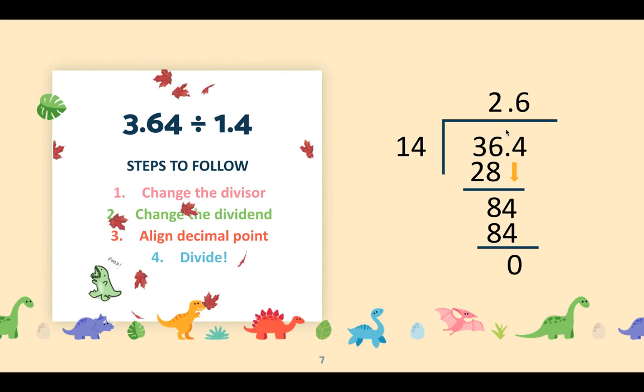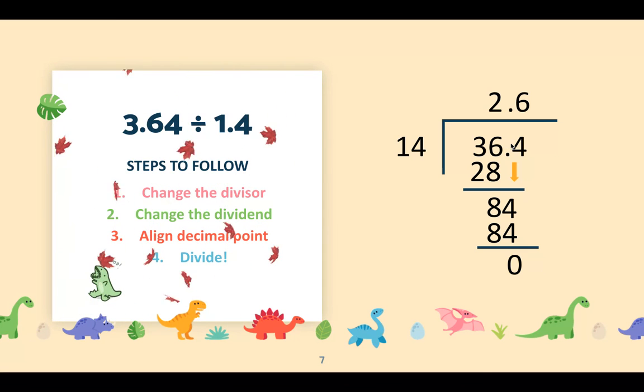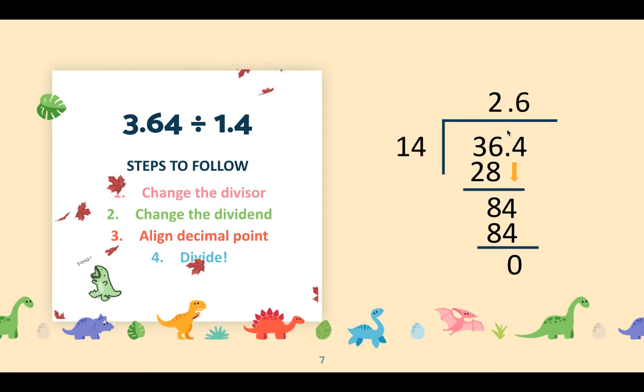Now, keep in mind, you also have to align the decimal points. That is very important, because if you do not put a decimal point, and let's say we just left it as 26, we're going to get a completely different answer than 36.4. So make sure to align the decimal points when you are dividing decimals. And that is how you do long division with decimals.